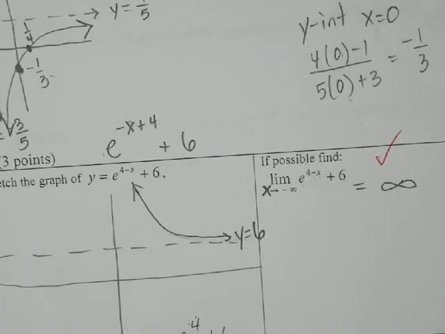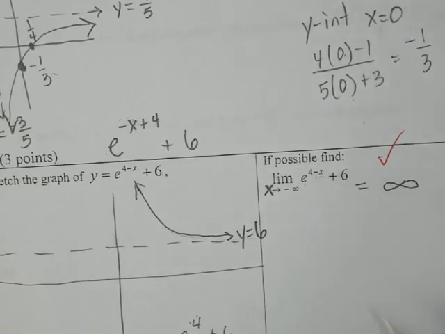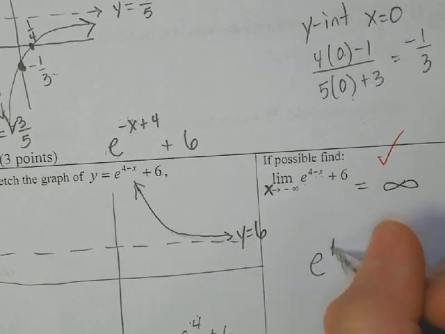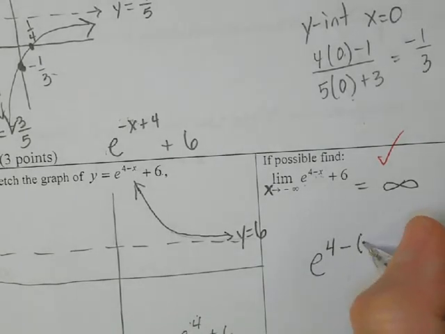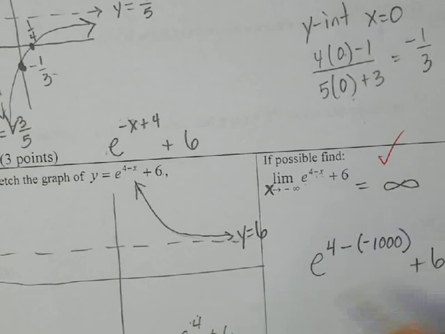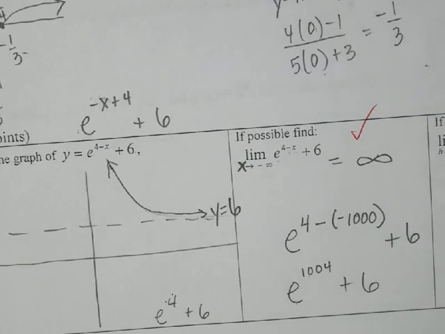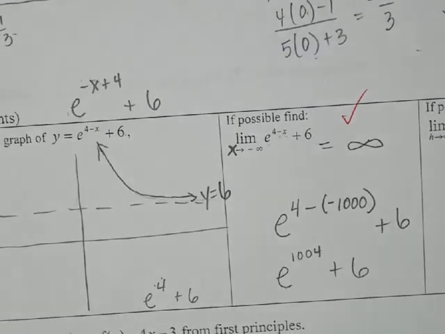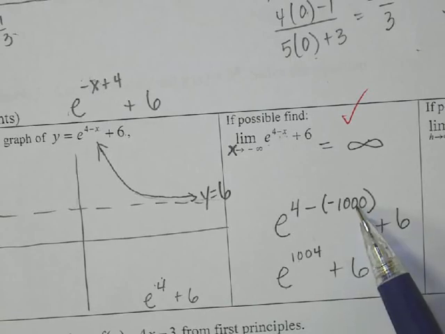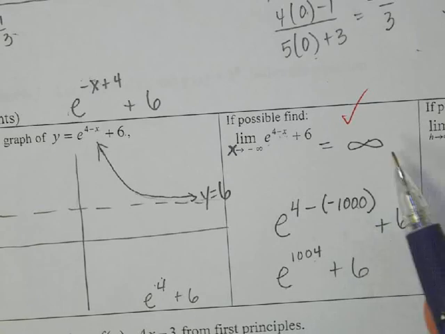If you wanted to, you could substitute in. You could say e to the 4 minus negative 1,000, plus 6, which would give me e to the 1,004 plus 6. Well, e to the 1,004, that's like 3 times 3 times 3 times 3 times 3 times 3, oh my gosh, forever. That's a huge number. As you put even bigger and bigger numbers in for x, this is just going to get bigger and bigger, so it's going to infinity.